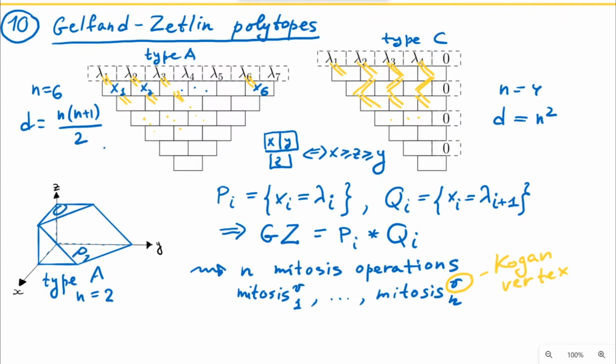So we get n mitosis operators. In particular, in this example, in type A2, it is clear that we have two ways to represent this polytope as the Cayley sum. One way we already considered, and there is another way using faces P2 and Q2.